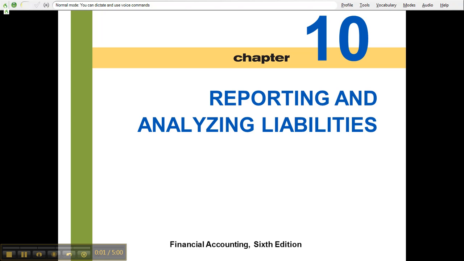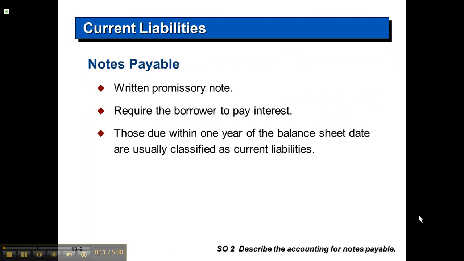This week we're going to lecture on Chapter 10, which we're going to focus on reporting and analyzing specific liabilities. In particular, we're going to focus on the liabilities that we've already seen, like notes payable, unearned revenue, but we're going to also look at some new liabilities like sales tax payable and bonds payable.